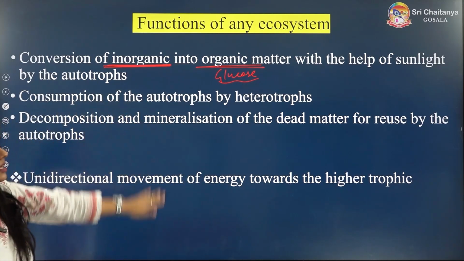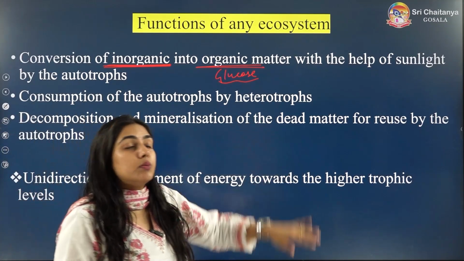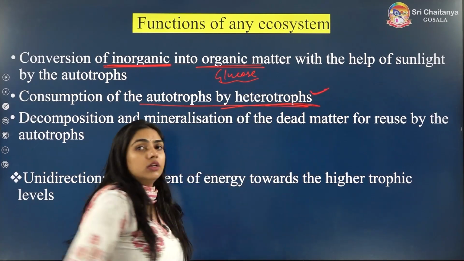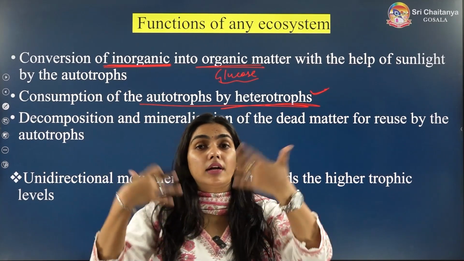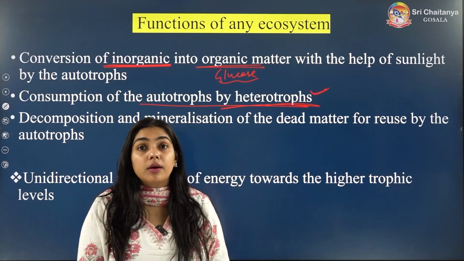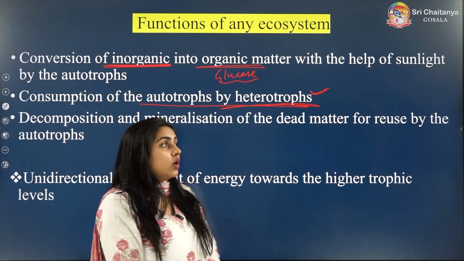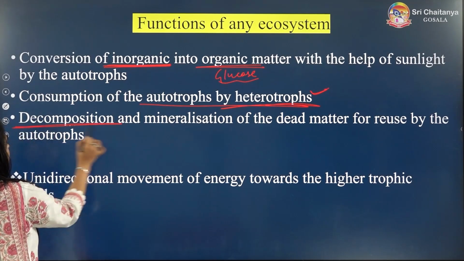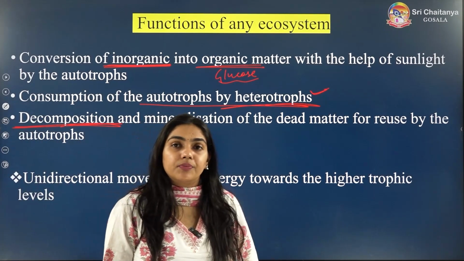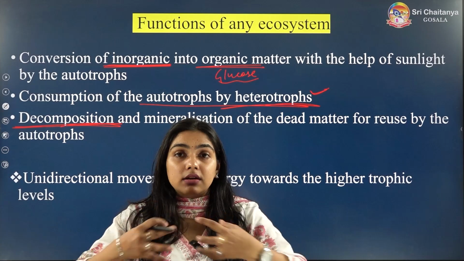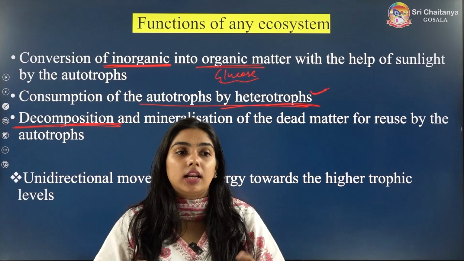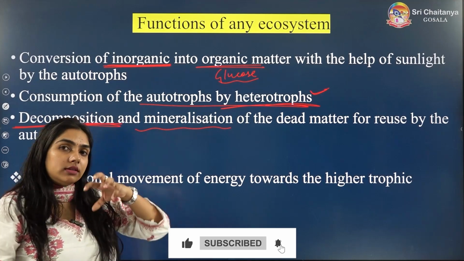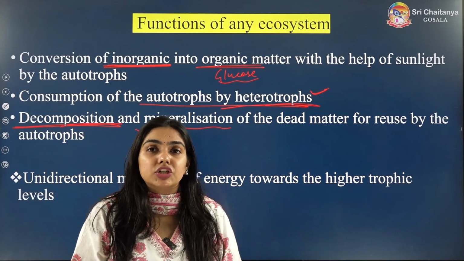The second thing is the autotrophs are consumed by heterotrophs, because heterotrophs are dependent upon producers, dependent upon others. They cannot make their own food. Okay, that is the second point. Third point, I have told you, decomposers. Decomposers will do decomposition, and then after that, minerals will be released in the soil. So that is mineralization. Okay, so decomposition and mineralization take place.